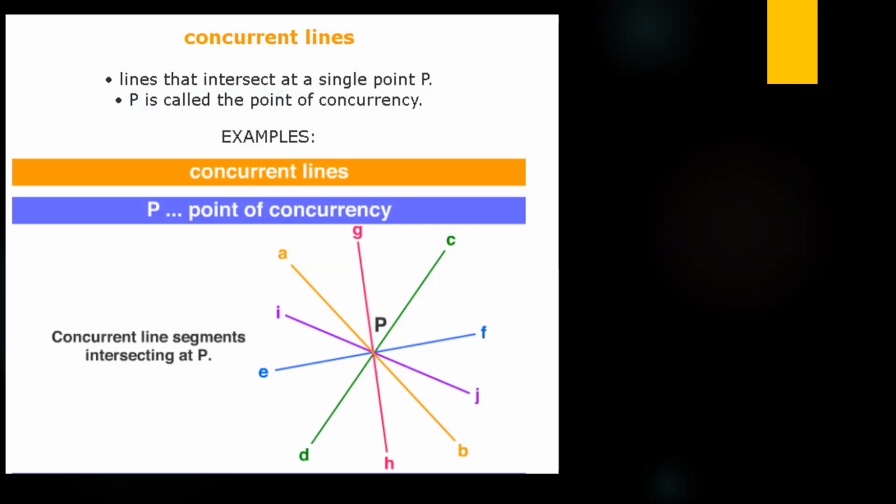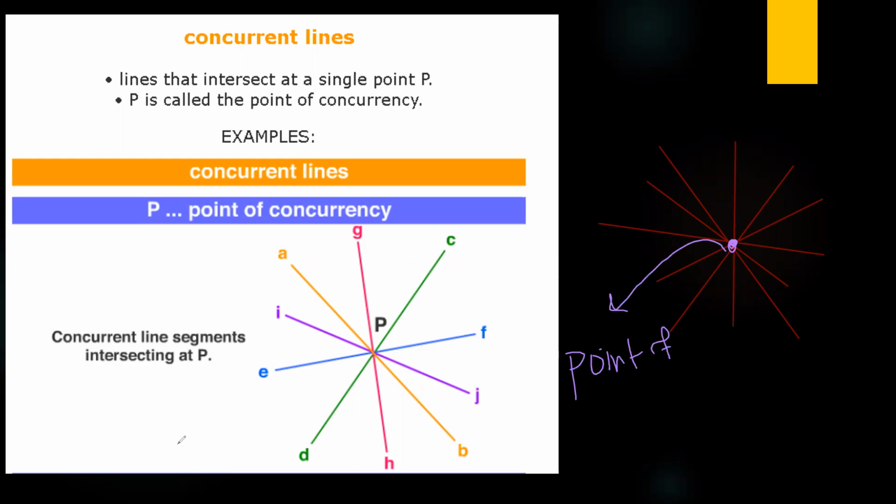Concurrent lines, what are they? They are lines that intersect at a single point. You draw many lines, and they intersect in one point. These lines we call concurrent lines. And the point where all of these concurrent lines intersect, we call the point of concurrency.